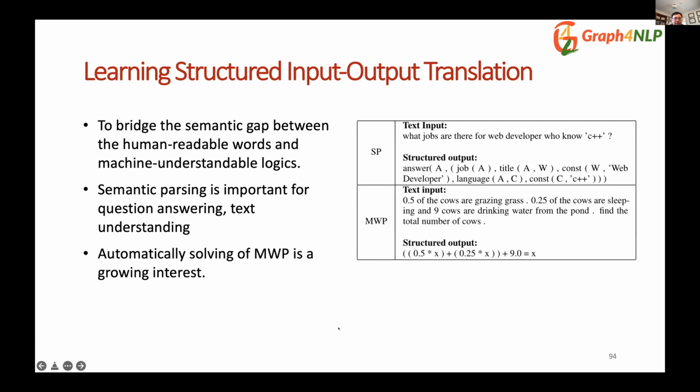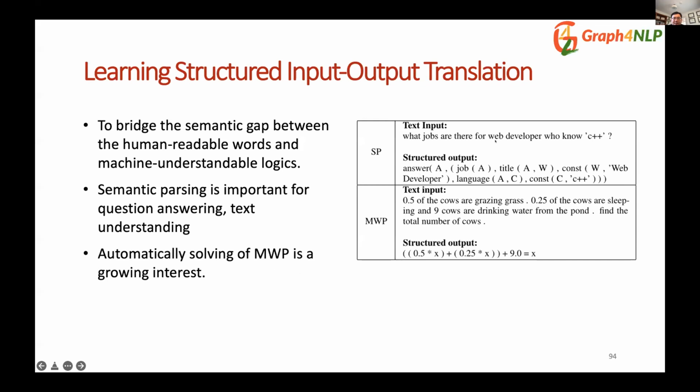But moving forward, we have considered the input side becoming a complex structure, the graph structure. But in many NLP tasks, sometimes the output side is also complex. For example, the logic form, or the math equation. For this type of NLP task, the output side is essentially not simple text. It's also some kind of structured output. So how to bridge the semantic gap between humanly readable words and machine-understandable logic is very important. Semantic parsing and the math word problem are just some of the typical applications that we introduced here.